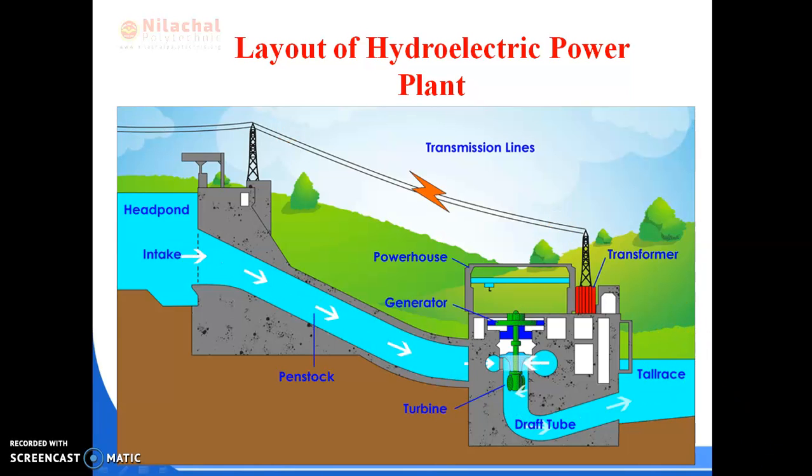After the water strikes the turbine unit, the water is collected at the tail race level, that is the bottom level of the casing, and this tail race water will be collected to the dam unit.